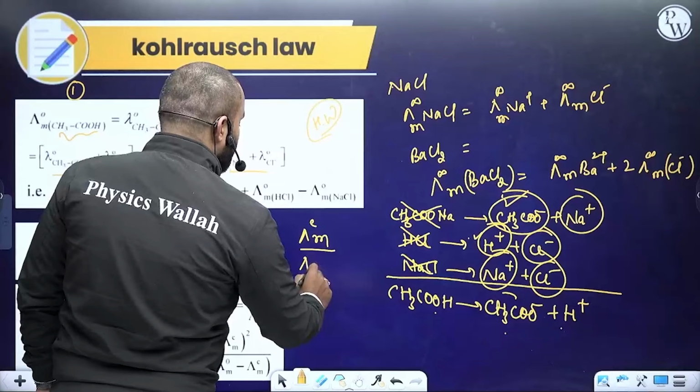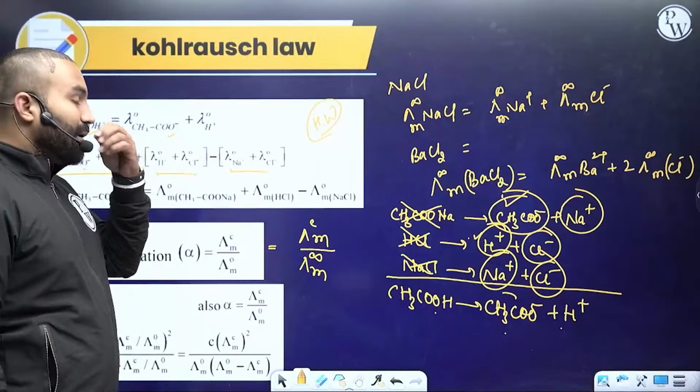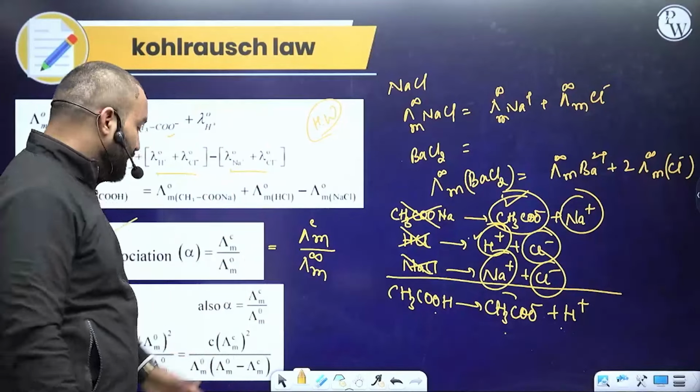Now, the degree of dissociation can also be calculated when you divide molar conductance at one particular concentration by molar conductance at infinite dilution. Alpha value, remember, always has to be less than 1. So the denominator should be a greater number.